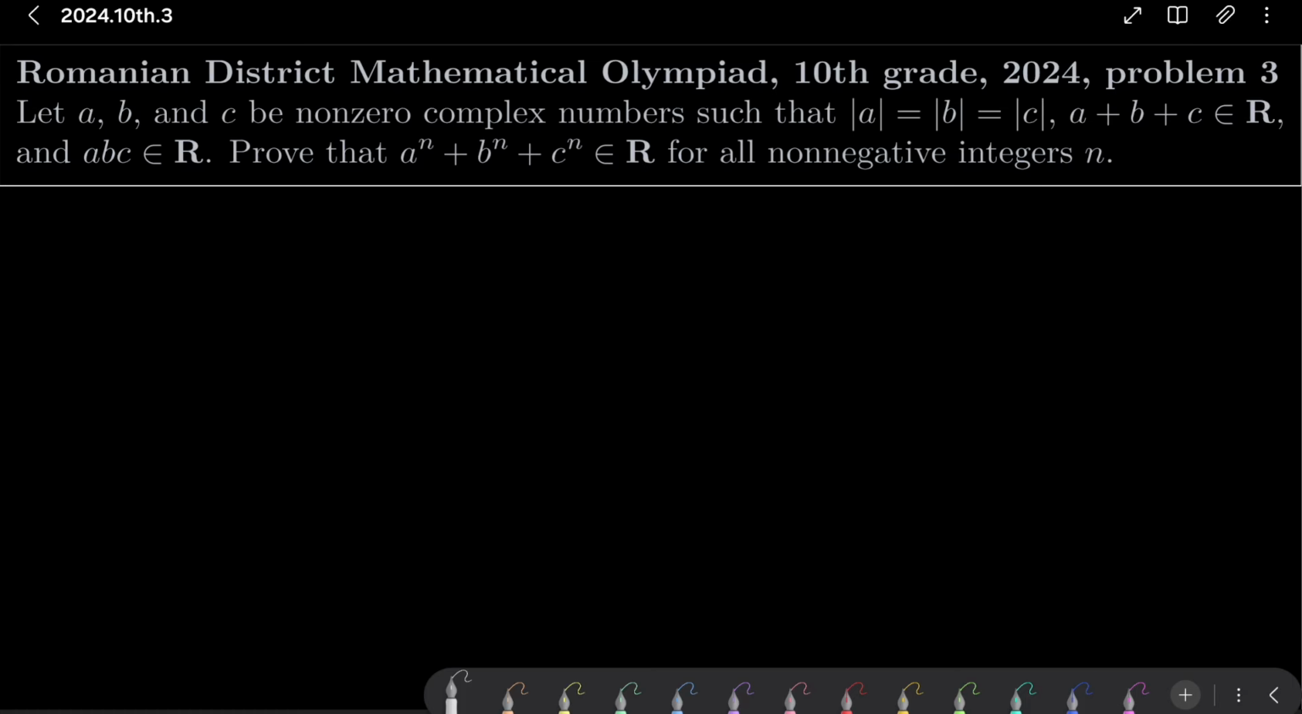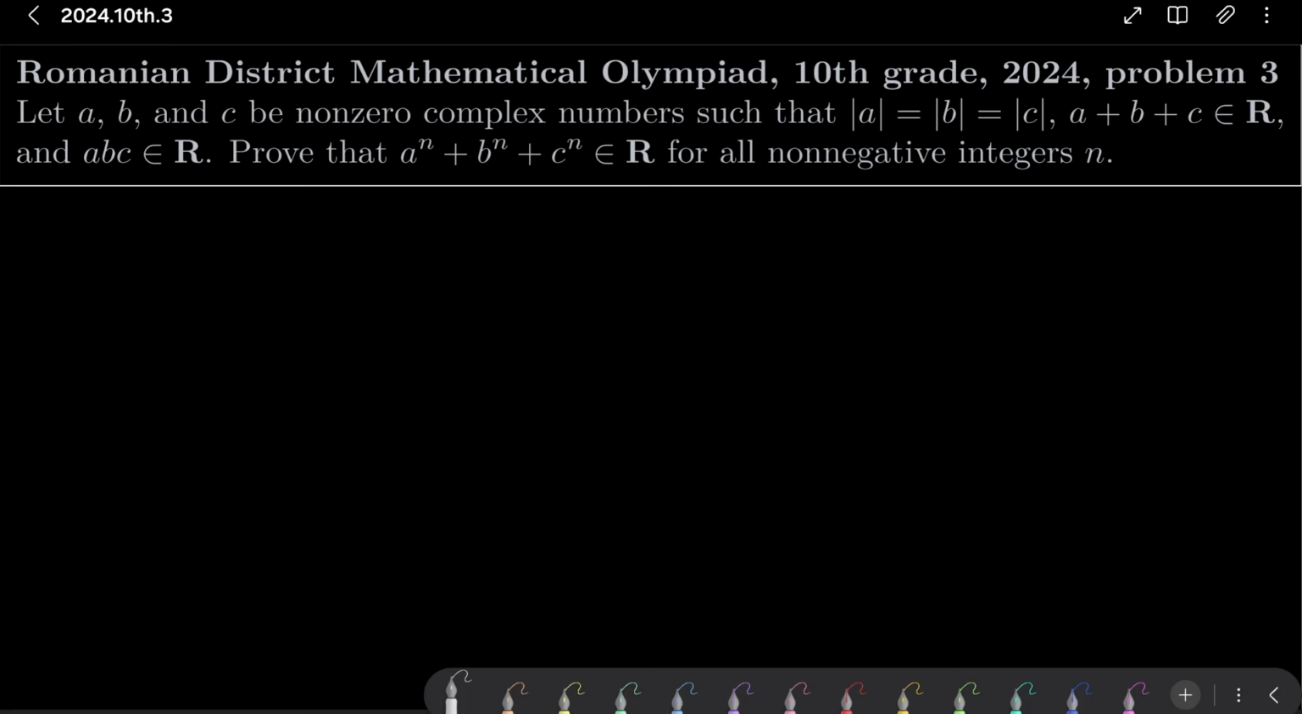Let a, b and c be non-zero complex numbers such that the modulus of a equals the modulus of b equals the modulus of c, and a plus b plus c is a real number and abc is also a real number. We wish to prove that a to the power of n plus b to the power of n plus c to the power of n is also a real number for all non-negative integers n.